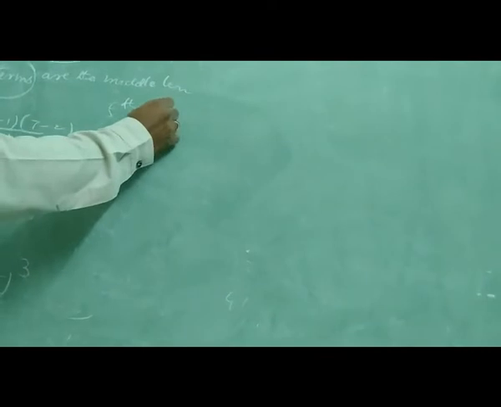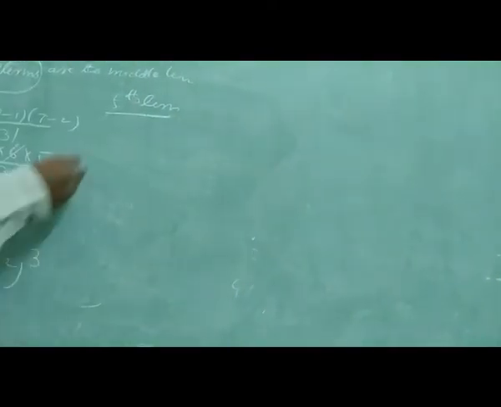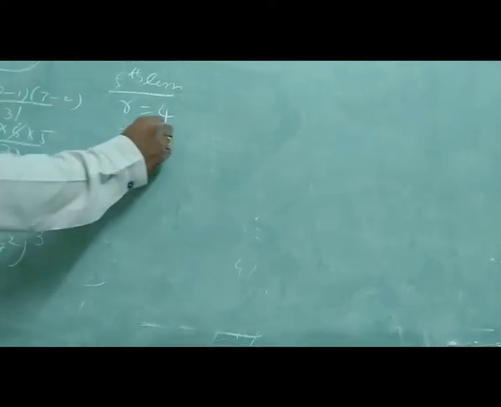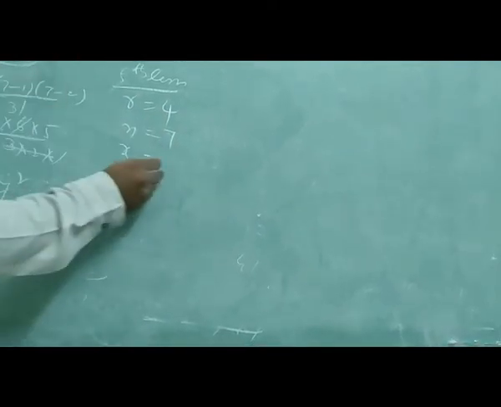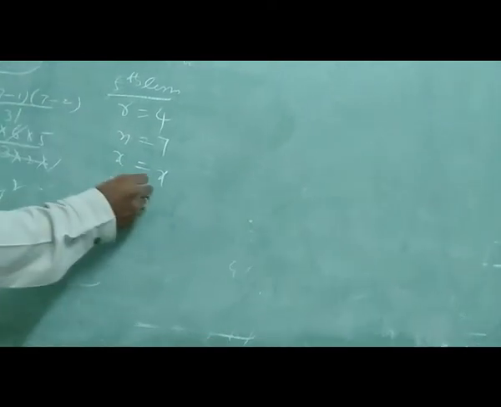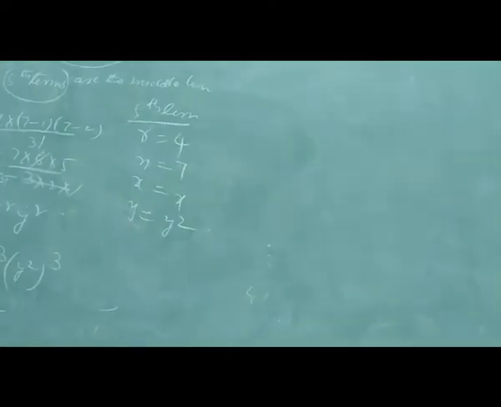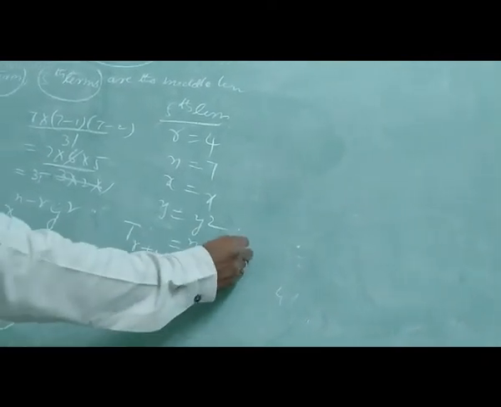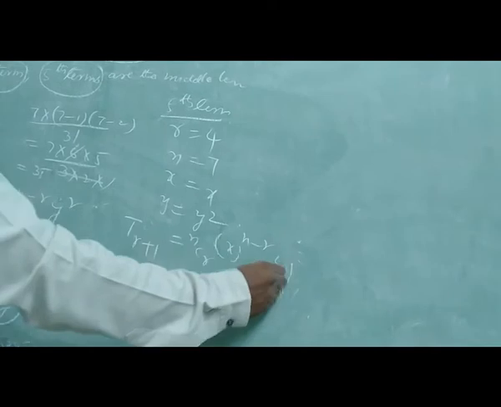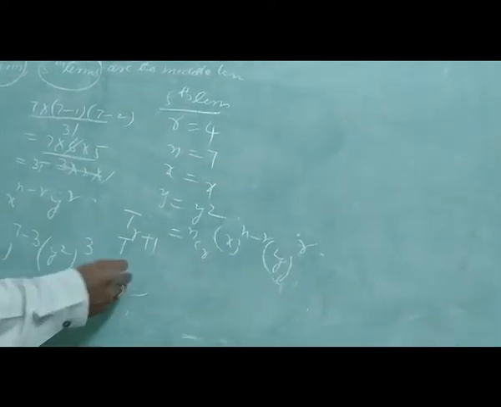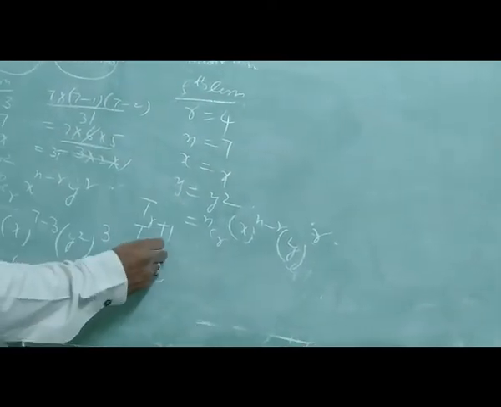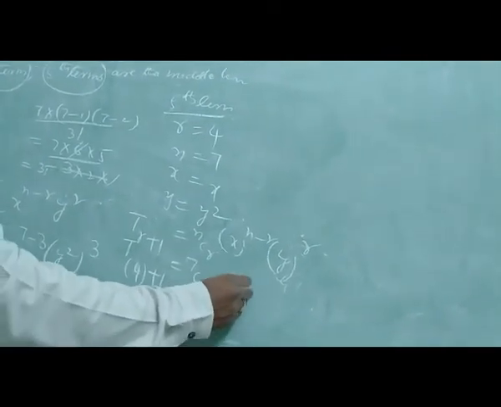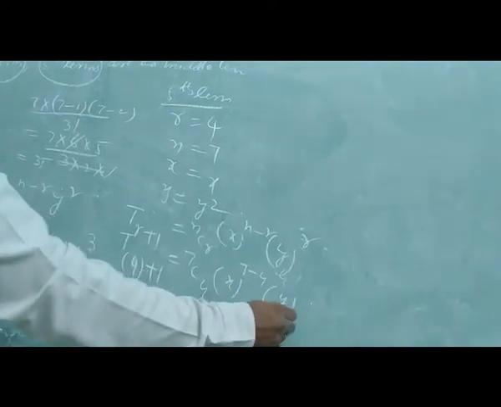For finding fifth term, what do you take? We take r is equals to 4, n is 7, x is equals to x, y is equals to y square. And then these values replace in Tr plus 1. Tr plus 1 is equals to NCr x to the power of n minus r y to the power of r. So T 4 plus 1 is equals to 7c4 x to the power of 7 minus 4, y to the power of 4.